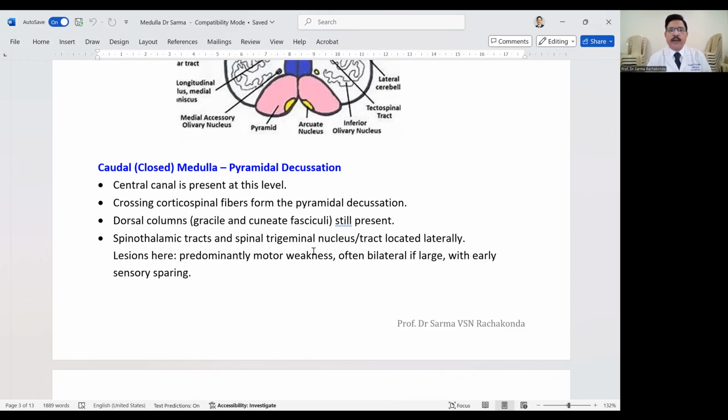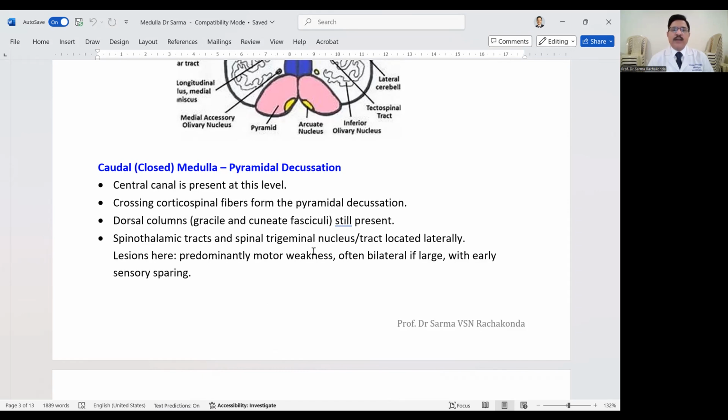Spinothalamic tracts and the spinal trigeminal nucleus and tracts are lateral. Spinothalamic tracts generally occupy the lateral part. Lesions here predominantly cause motor weakness, often bilateral if large, with early sensory sparing. So, very important: why are sensations spared? Ventrally there are no sensory tracts. Only motor tracts are there, the pyramidal tracts. Laterally the spinothalamics are there. Dorsally the cuneate and fasciculus gracilis are there.